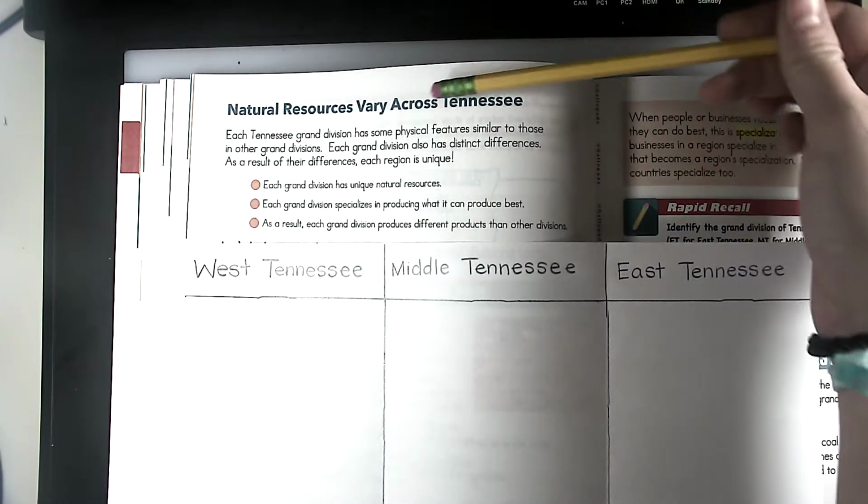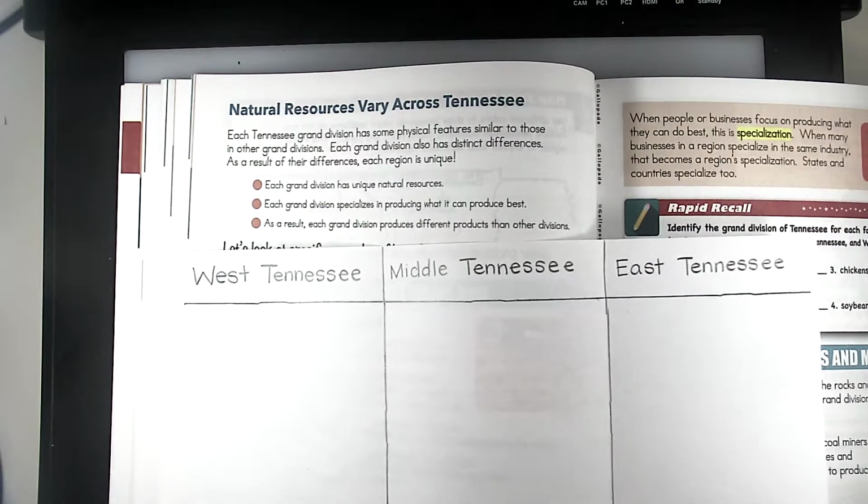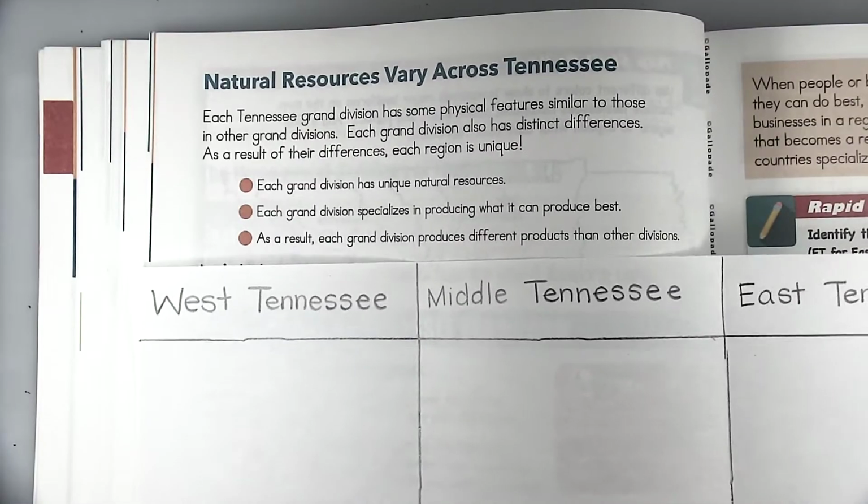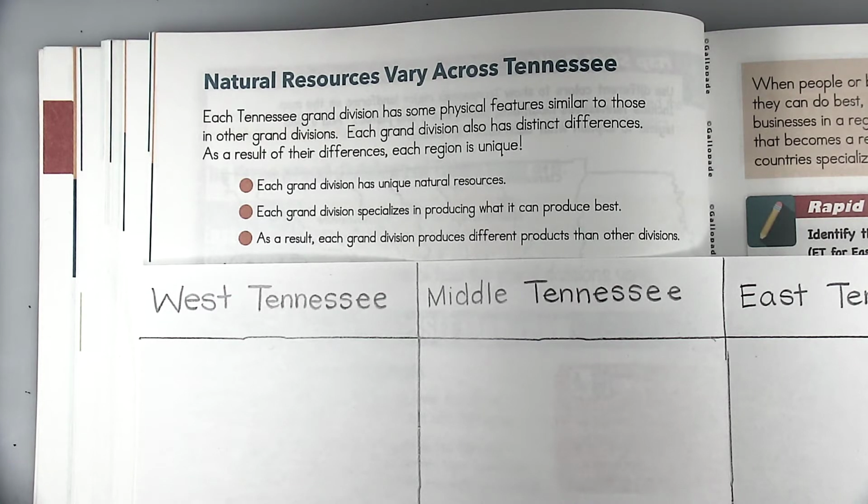Natural resources vary across Tennessee. So each of the three grand divisions has different natural resources, and we're going to learn about those. Each Tennessee grand division has some physical features similar to those in other grand divisions. Each grand division also has distinct differences. As a result of their differences, each region is unique. So each grand division has unique natural resources. Each grand division specializes in producing what it can produce best. And as a result, each grand division produces different products than other divisions.